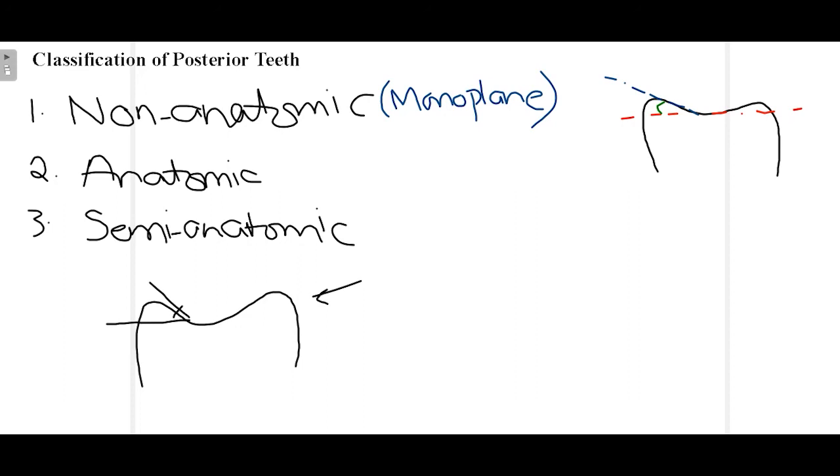Now lastly, semi-anatomic teeth are basically similar to anatomic teeth, but their incline is less steep than the conventional anatomic teeth. In the conventional anatomic teeth, the angle is 33 over here, but in semi-anatomic this is less. So this was all about selection of prosthetic teeth, mainly for making dentures.